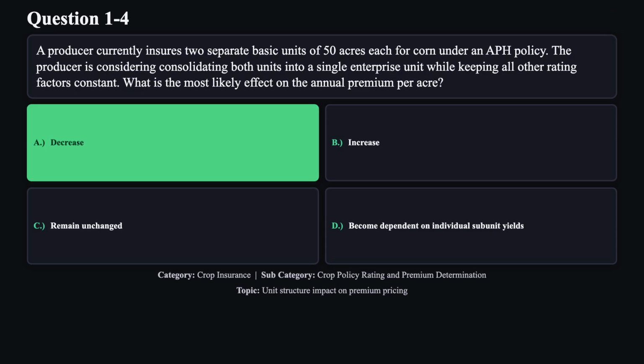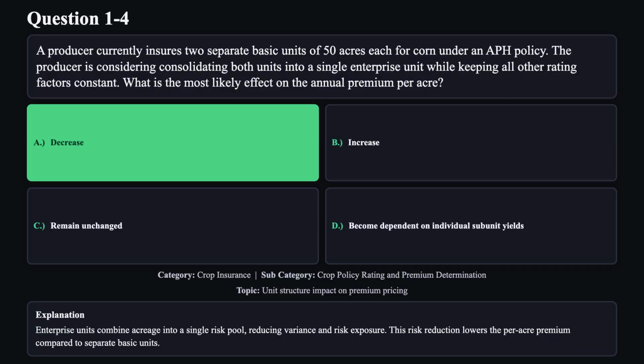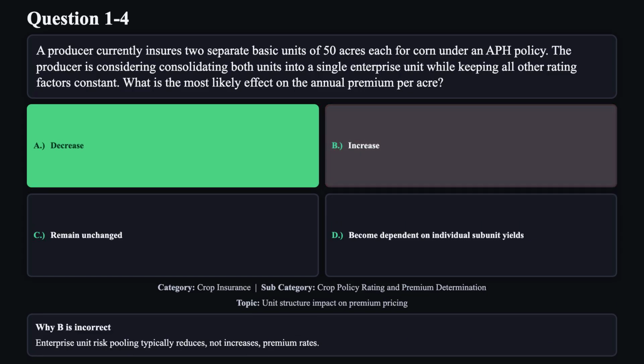The correct answer is A. Enterprise units combine acreage into a single risk pool, reducing variance and risk exposure. This risk reduction lowers the per acre premium compared to separate basic units. Reason B is not correct. Enterprise unit risk pooling typically reduces, not increases, premium rates.